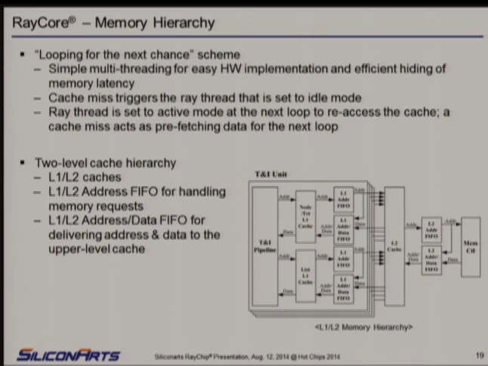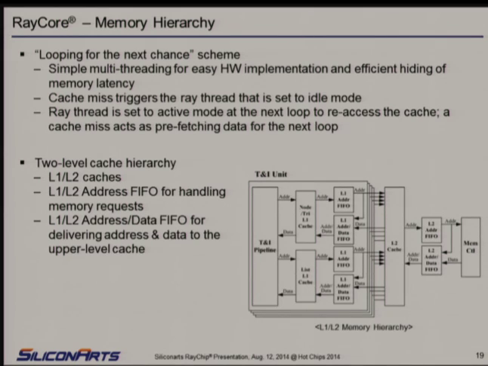The memory management system of the traversal and intersection test unit includes 2 levels of caches. Between the L1 and L2 caches and the memory controller, there are 2 types of FIFO. The address FIFO handles memory requests, and the address data FIFO delivers address and data to the upper level caches.